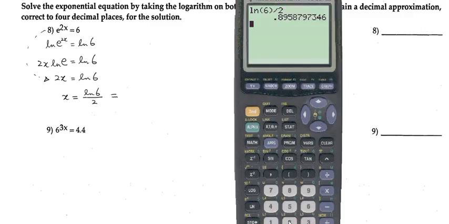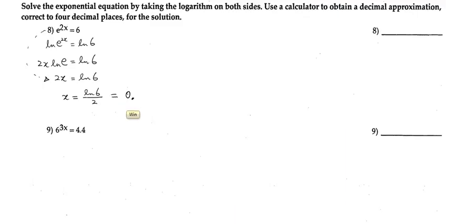How should I write the answer? Should I copy the whole thing? 4 decimal places. So for 4 decimal places, we actually need to take a look at the 5th place. 4 places is here, and the 5th one would be 7. So what do we need to do? We need to round up. We need to add 1 onto this. So that would become 0.8959, like that. All right? 0.8959. So far so good. Okay.